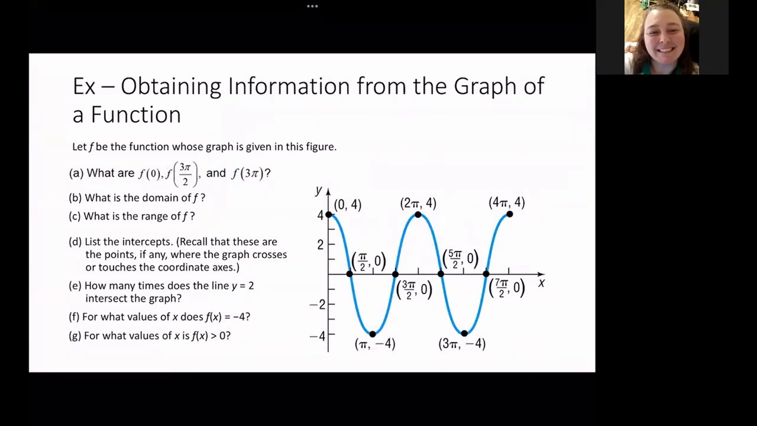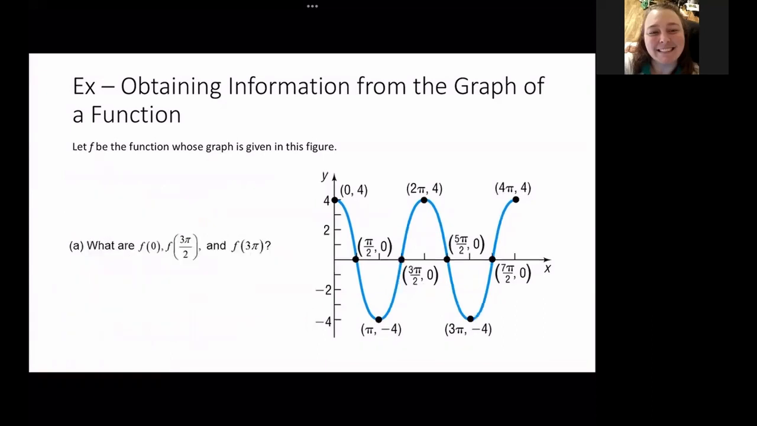First of all, we're going to find three values at some given numbers. We're going to look at the domain and the range. We're going to look at the intercepts, how many times it crosses a specific line, for what values it equals a specific thing, or for what values it is greater than. So let's start off with baby steps. Let's look at number A and isolate A here. What is the value of f of 0? This is going to be baby A, this is going to be baby B, this is going to be baby C.